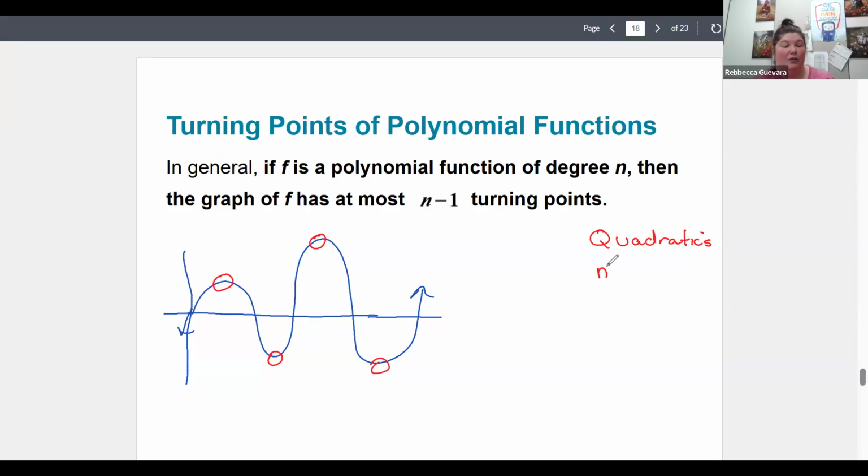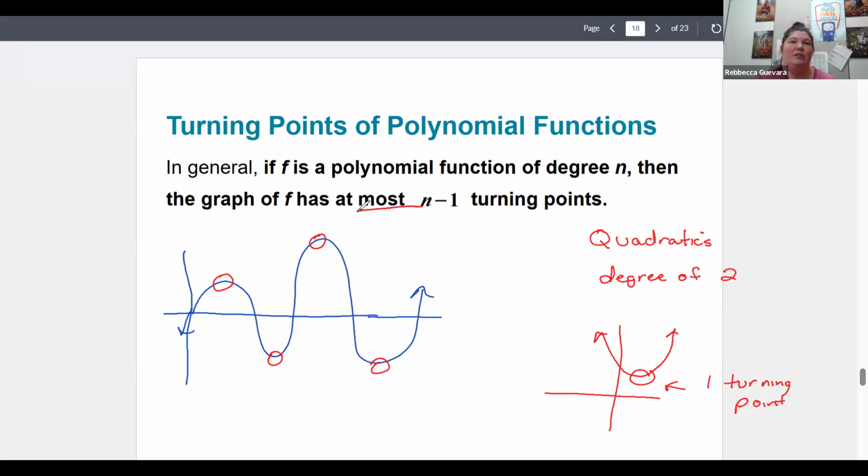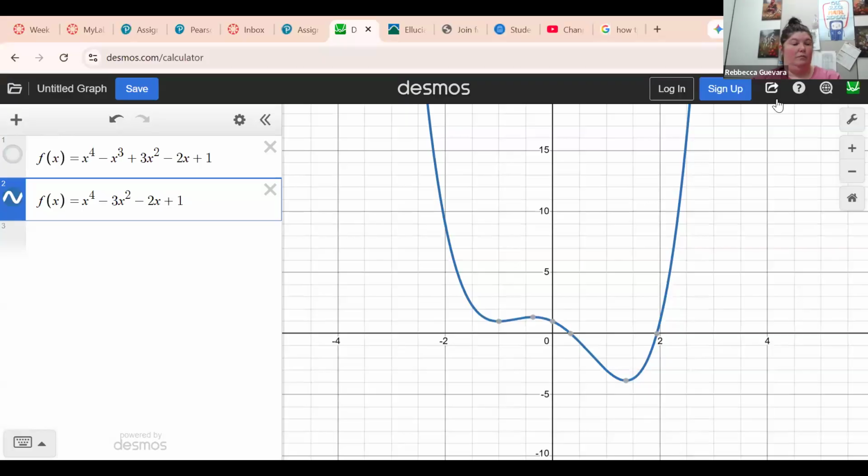Quadratics have a degree of 2. But all your quadratics always give you a graph like this. So we only have one turning point. So remember, we're saying at most n minus 1 turning points, because that is the most we can have. We could have less than that with any kind of polynomial.